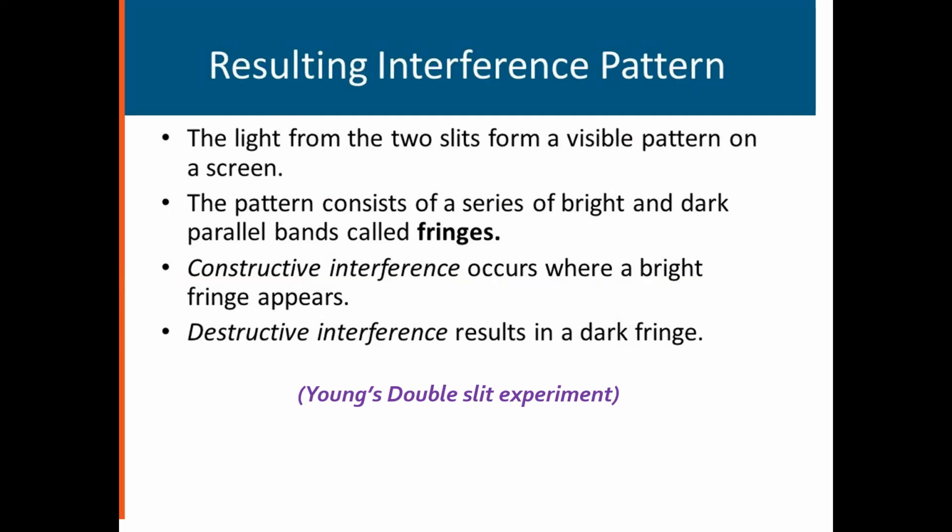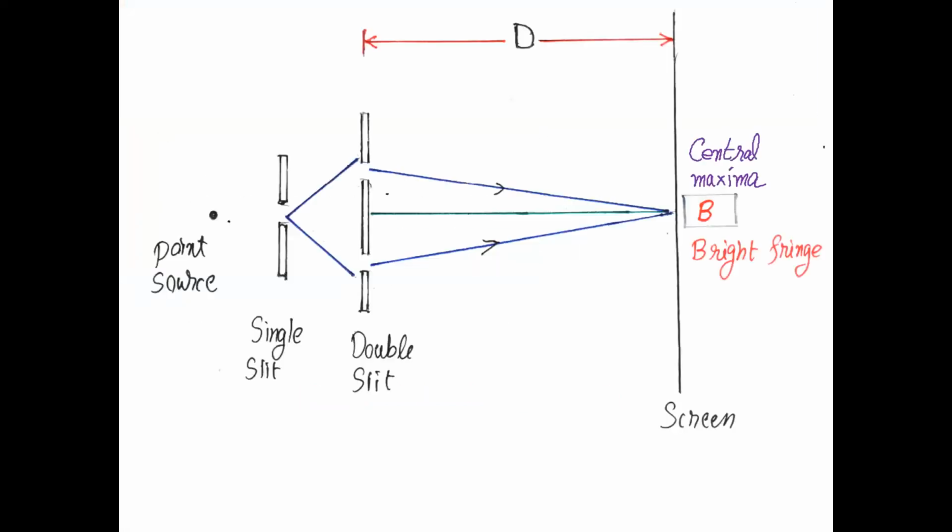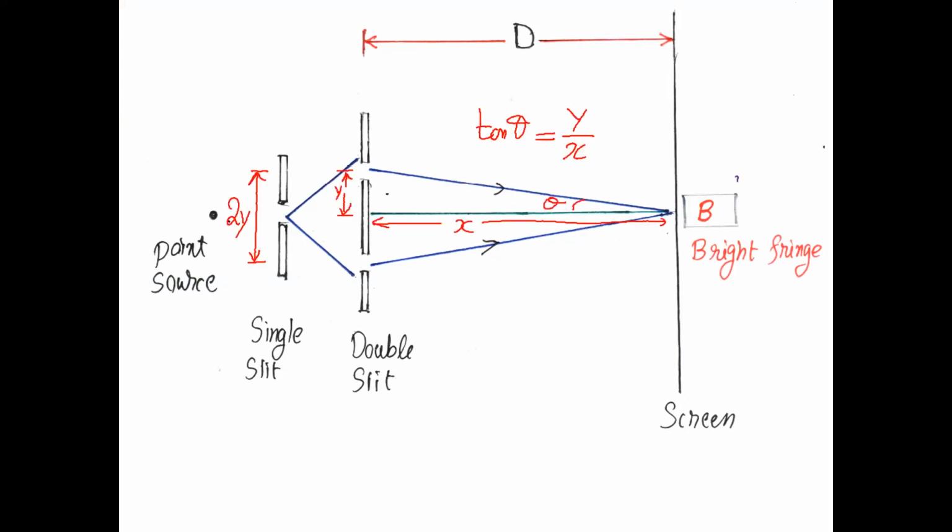The light from the two slits forms a visible pattern. The pattern consists of a series of bright and dark parallel bands called fringes. Constructive interference occurs where a bright fringe appears, and destructive interference results in a dark fringe. This is originally a single source, but with a double slit. So one source becomes two wavelets.